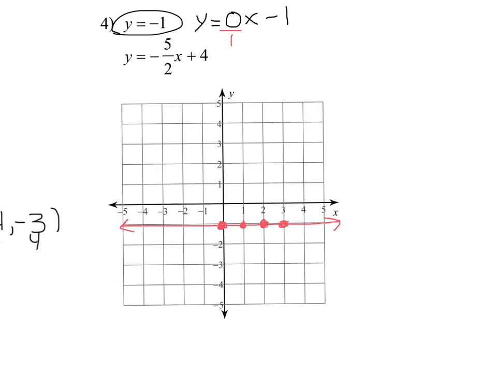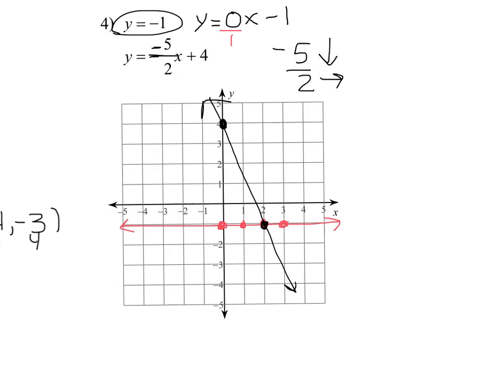For my next one, I see a negative, so I'm going to draw the line in and bring it to the top. My y-intercept is at 4, and my slope is negative 5 over 2, which tells me to go down 5 to the right 2. Puts me right here. I connect with arrows on each end.